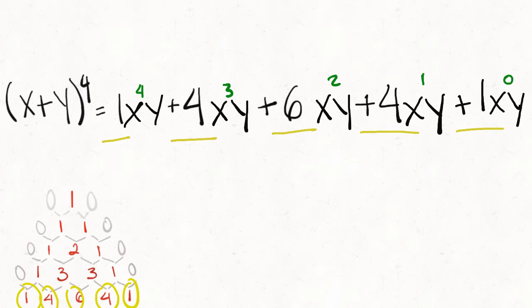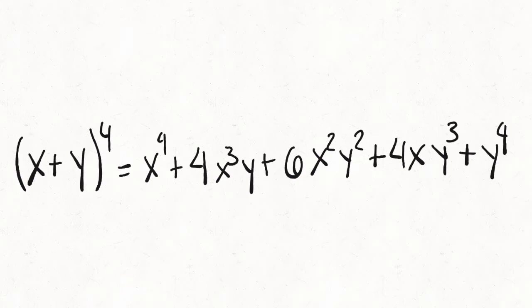We do the same thing with y, but in the opposite direction. We start with the last term, with the power of 4, and decrease by 1 each term, to finish with the power of 0 in the first term. And this is how we expand our binomial using Pascal's triangle.